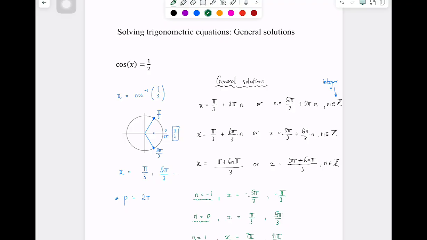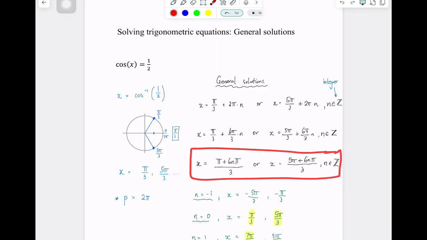If the question is asking us to produce our first three positive solutions, we can see here that these are our first three positive solutions. We've got three pairs of solutions here: one pair, two pairs, three pairs. Now, if there is no domain, this would be our answer. But if they ask us to produce any number of solutions, we can substitute in values of n to produce our solutions.